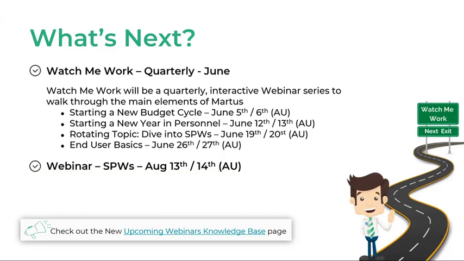We also have a slot in each year for a rotating topic. As you can see, this month we will take a dive into SPWs. Plus, we have a slot, the last one in the month, for end user training, and that's tailored to end users rather than admins. We do repeat this series periodically. We did one round in March. We're going to do it again in June and in September as well. You can choose which month to attend based on your organization's fiscal year start month and annual budgeting cycle.